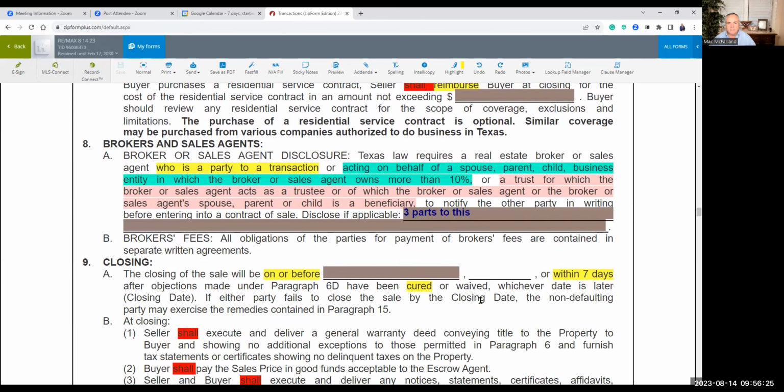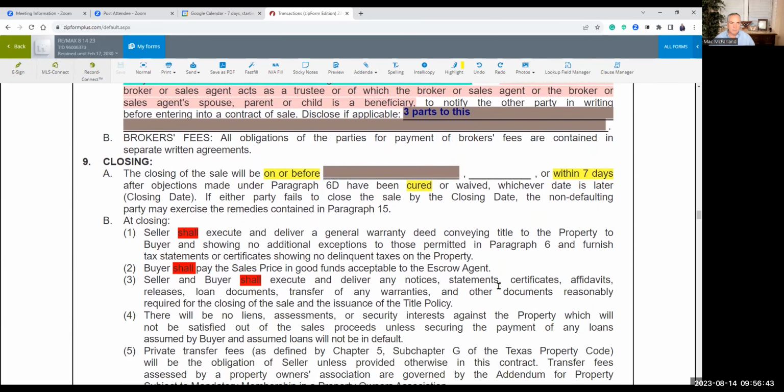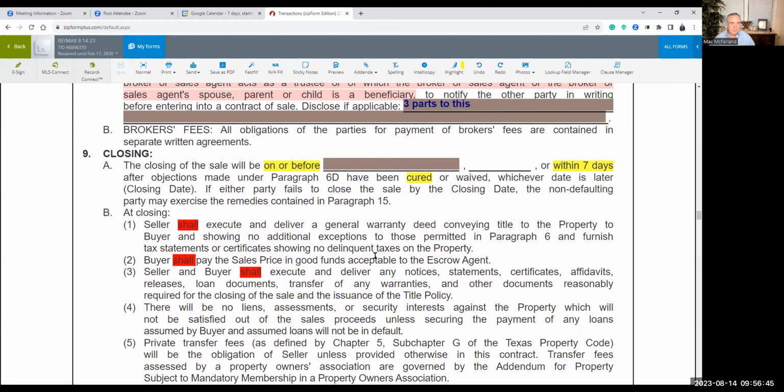This part about the broker, there's 3 parts to it. That's the reason I have the break between the parts. If you are a real estate agent and you're involved in the transaction, make sure you understand those 3 parts. One of those 3 parts probably applies if you're involved in one way, other than representing the clients.